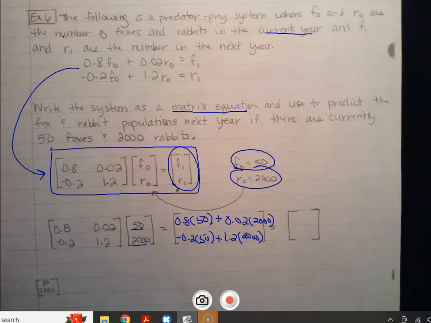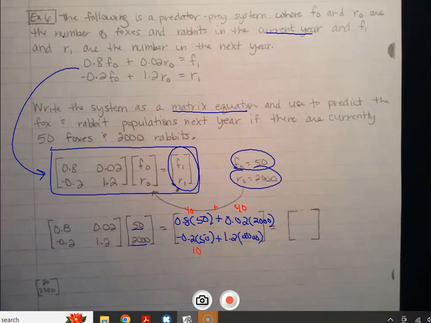So 0.8 times 50 I got is 40 plus. I'll do the bottom one too, actually. Did you get 40 for 0.02 times 2,000? I got 40, and I did this one, and I got 42. That's what I'm asking. Did you get 40 or 42? I got 40 also. I got 10 for the bottom left.